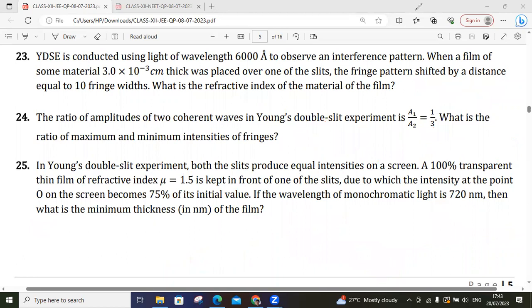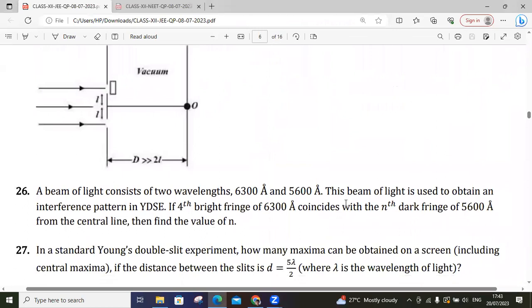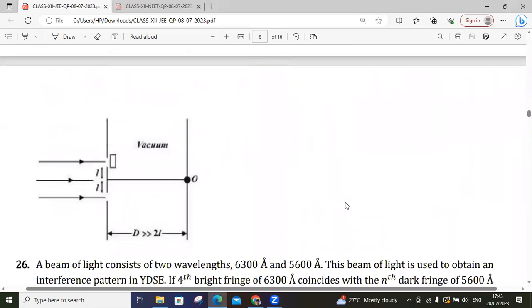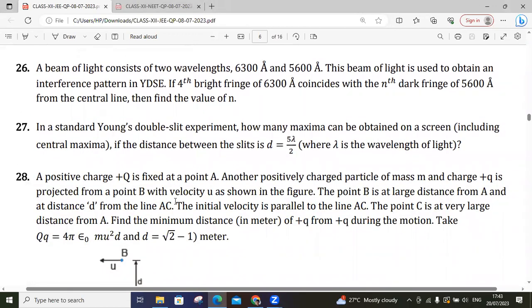Then we'll go for the next question, 26th problem. A beam of light consists of two wavelengths, 6300 angstrom and 5600 angstrom. This beam of light is used to obtain an interference pattern in Young's experiment. If the fourth bright fringe of 6300 angstrom coincides with the nth dark fringe of 5600 angstrom from the central line, then the value of n is?